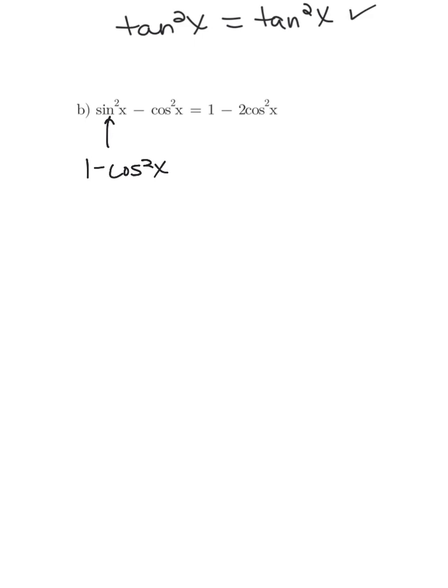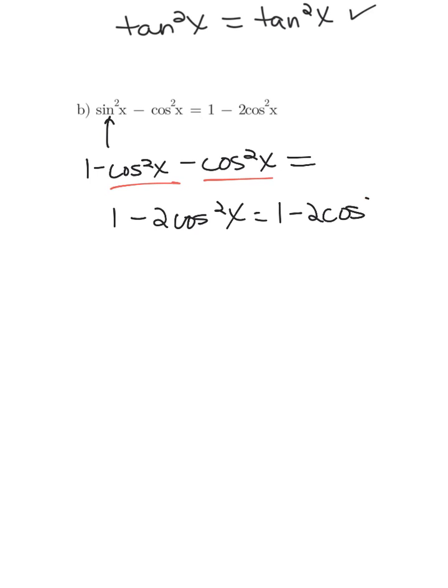Now finish writing your left side. You're going to have minus cosine squared of x equals, well, now look, I have negative cosine squared, negative cosine squared. If I combine my like terms, I have 1 minus 2 cosine squared of x, which equals what we had on the right side originally, so our proof is complete.